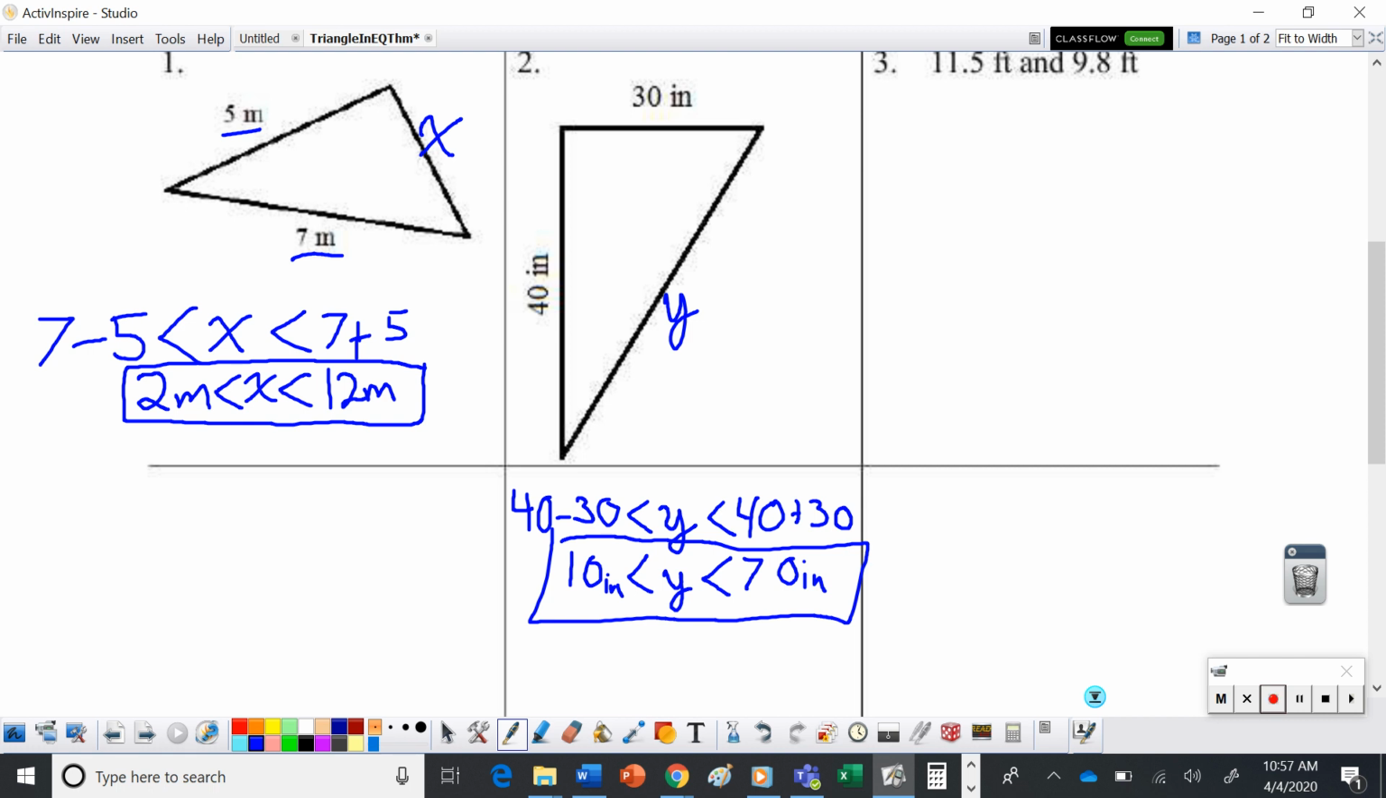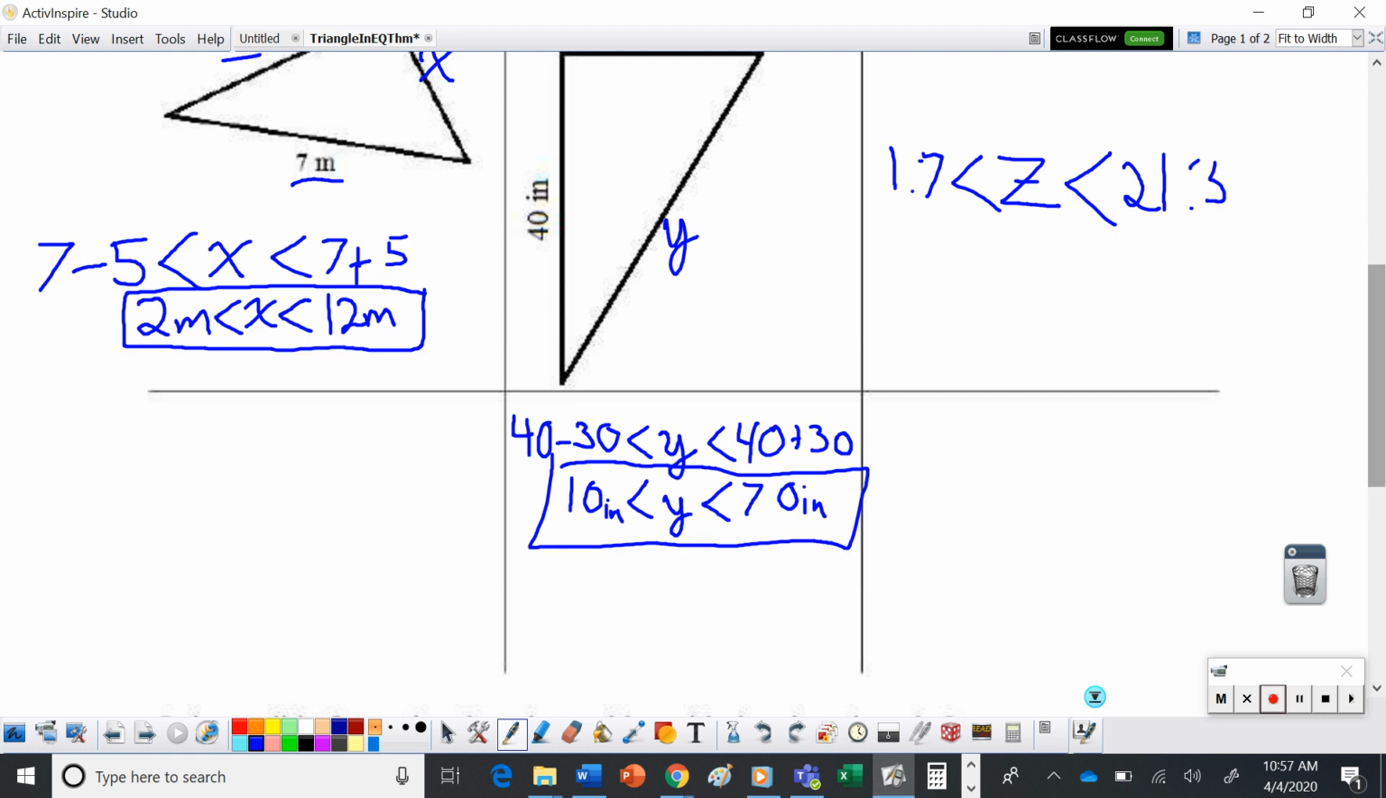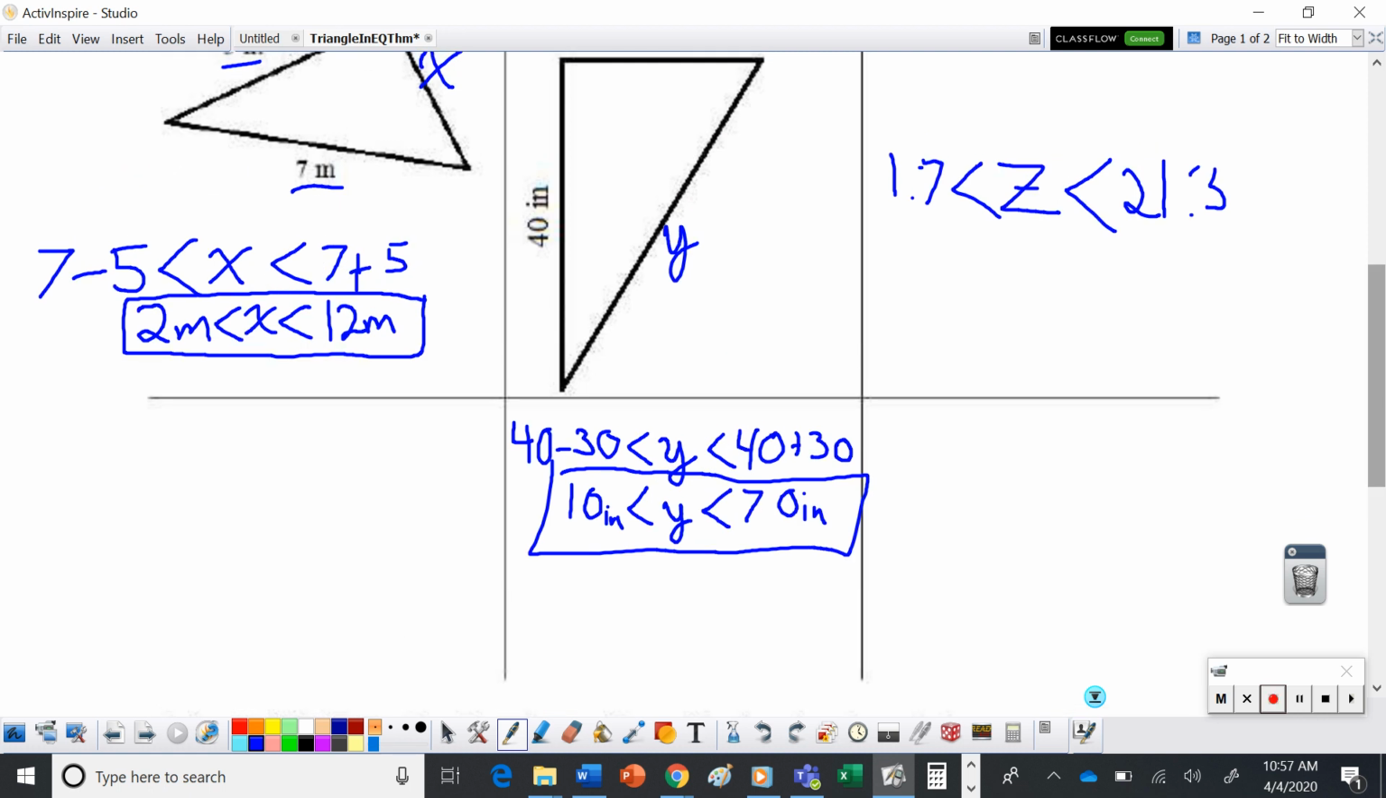Your answer that you should get, that third side, let's call it z this time, would have to be greater than 1.7, and it would have to be less than 21.3. Now, if you want to practice that one on your own, go right ahead and save that one for later. All right, so if we want to find out what the range of possible values is for the third side, we subtract the two sides that we're given, and we add the two sides that we're given, and that third side has to be between those two values.